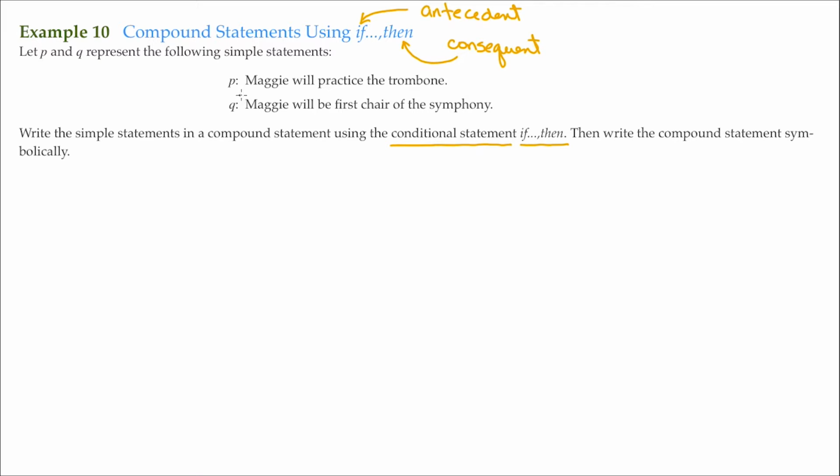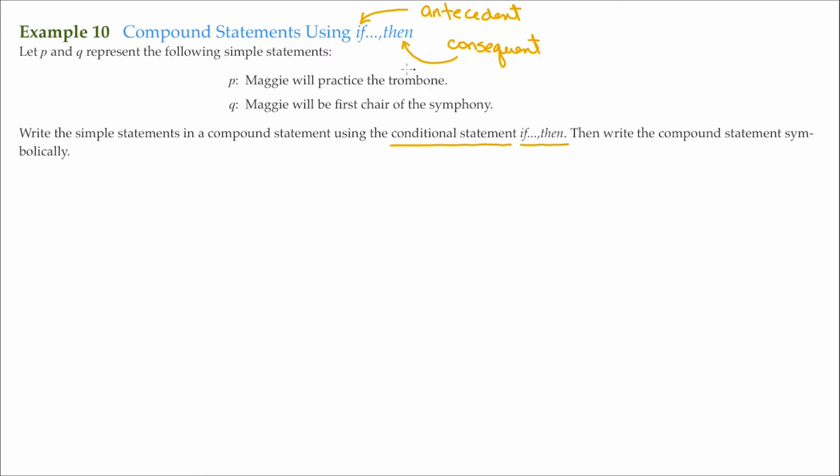So here we have these two simple statements. We have the simple statement P, Maggie will practice the trombone. And then we have another simple statement here, Q, Maggie will be first chair of the symphony. So it's asking us to write the simple statements in a compound statement using the conditional statement, if then, and then write the compound statement symbolically. So this is how we write.